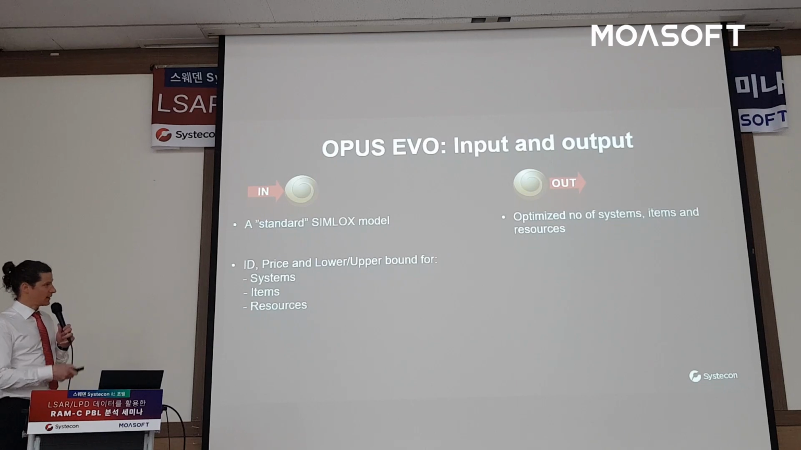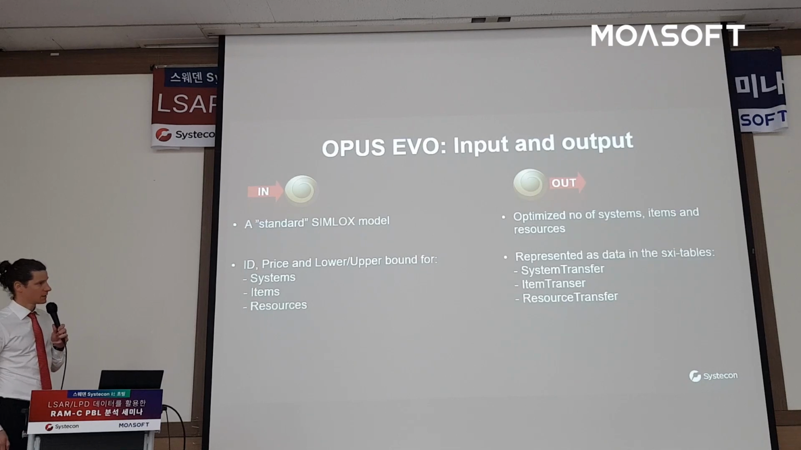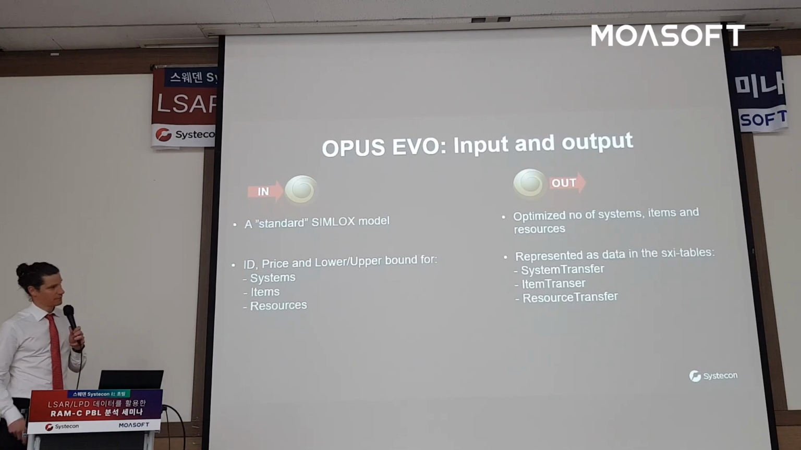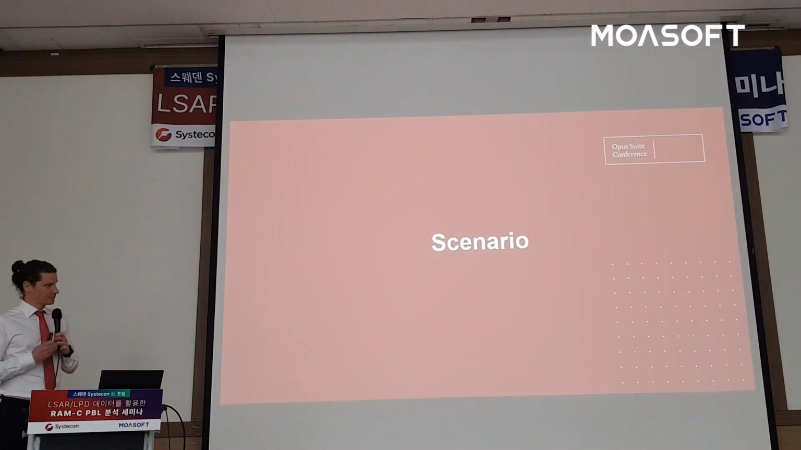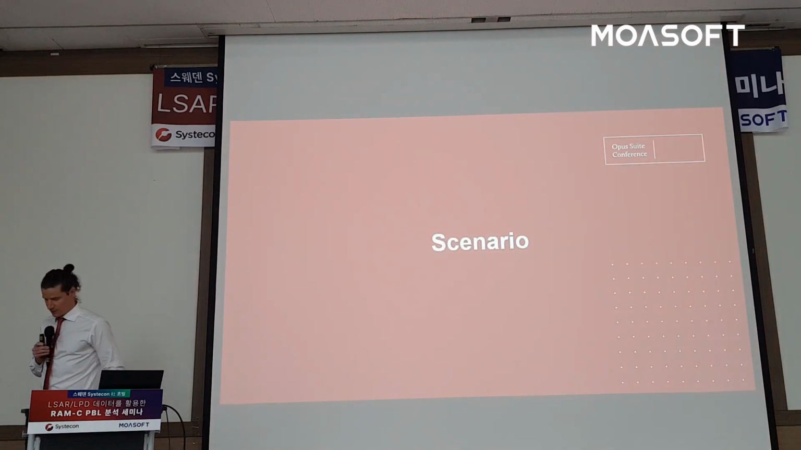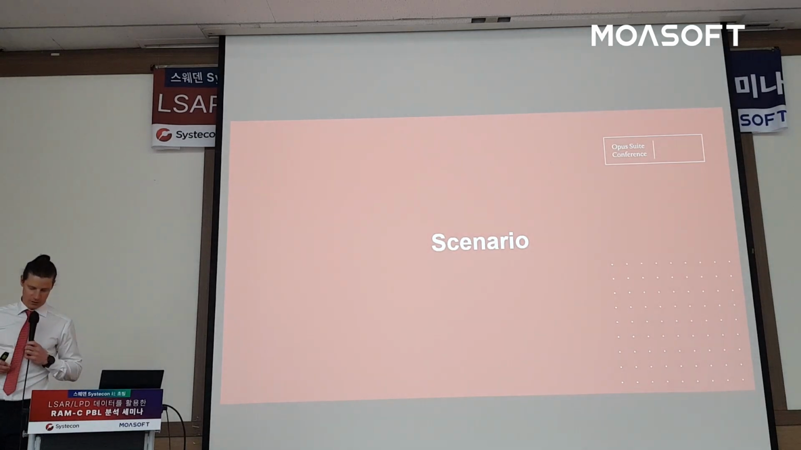And then what we get out of Evo is an optimized number of those parameters that we put in as optimization variables, the systems, items, and resources. And we get them as input tables that we can feed back into Simlogs and keep on analyzing the answer. Okay, so that's the background. I hope it was somewhat clear.